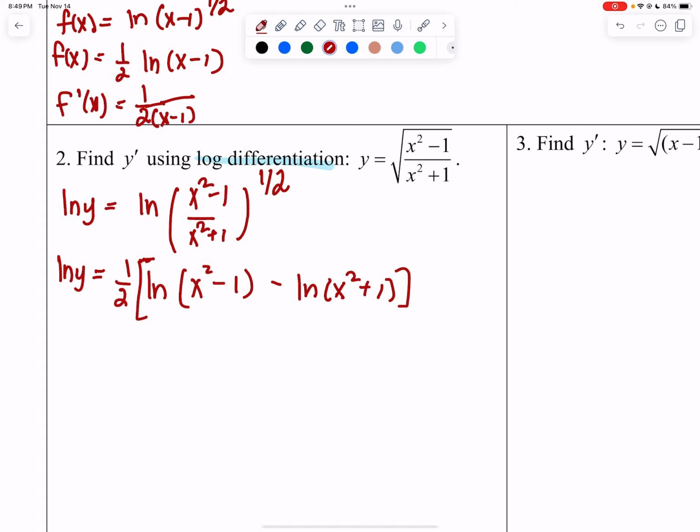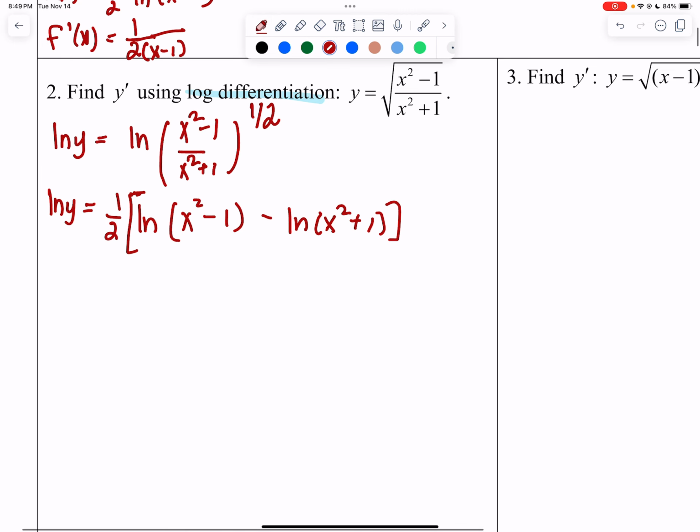So what I did here was bring down the 1/2 as a coefficient, and then I expanded my natural log on the right side so that I have ln of x squared minus 1 minus ln of x squared plus 1. Once I do that, I'm going to take the derivative of the left side and the right side. On the left side, pay careful attention.